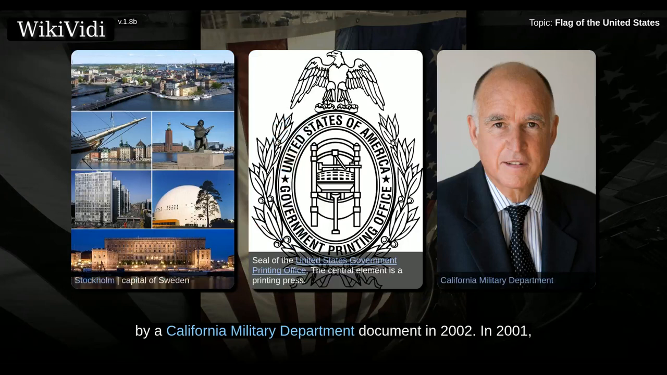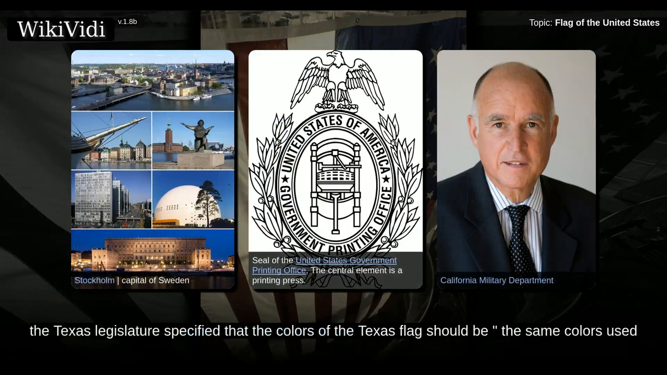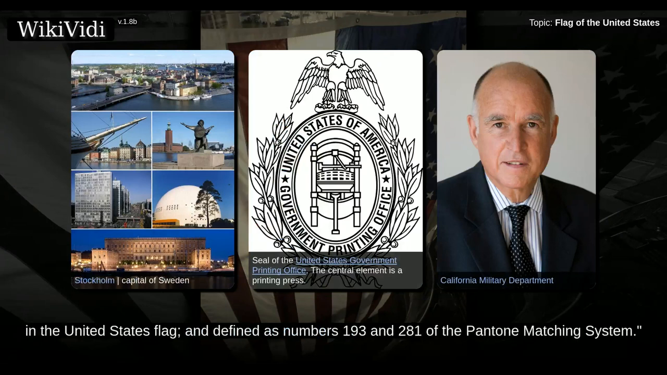In 2001, the Texas legislature specified that the colors of the Texas flag should be the same colors used in the United States flag, and defined as numbers 193 and 281 of the Pantone matching system.